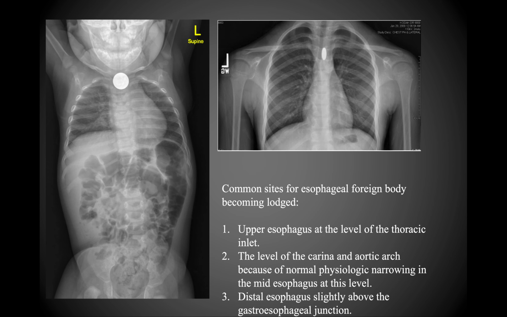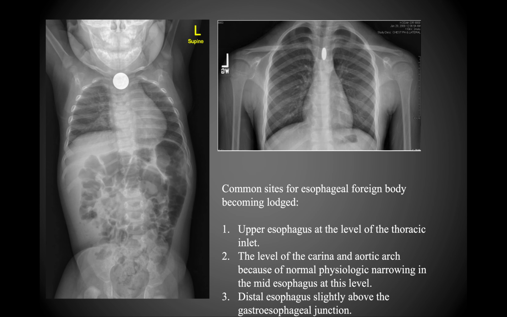So that's going to be the first location. Then at the level of the carina and the aortic arch, especially the aortic arch is going to be putting a little bit of pressure on the esophagus and causing it to be somewhat narrowed. Again, this is a normal physiologic narrowing at the mid-esophageal level.